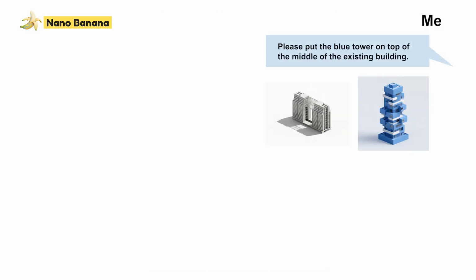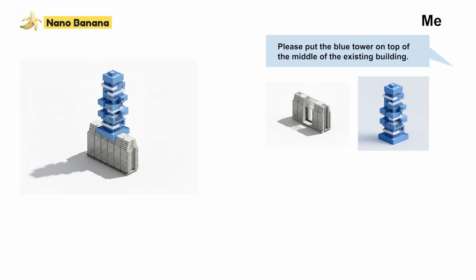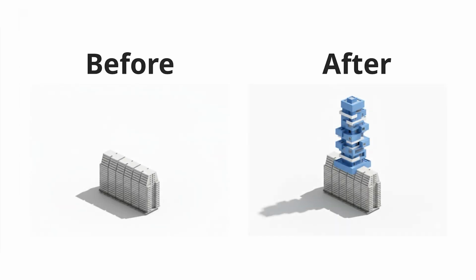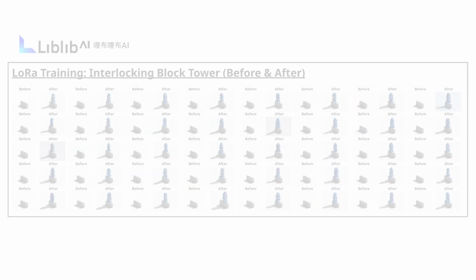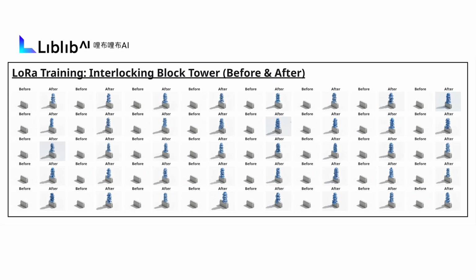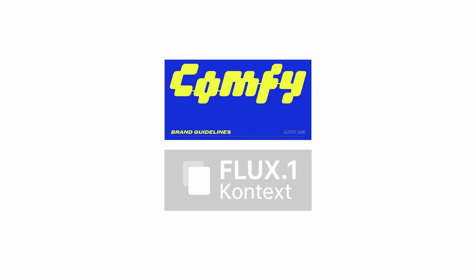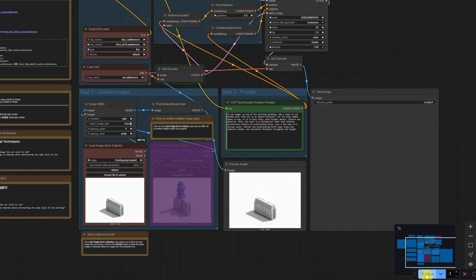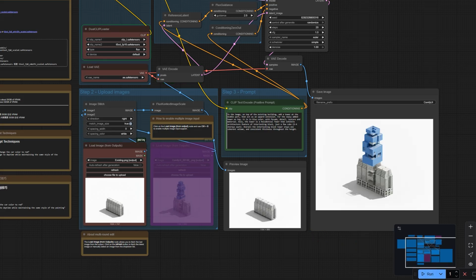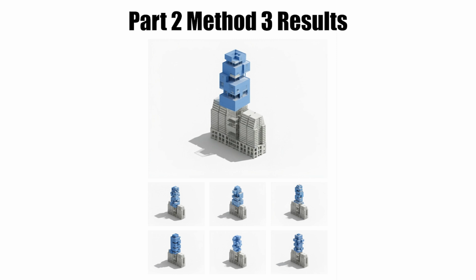For Method 3, first, I once again utilized Method 2 I just mentioned to generate a range of images. Then the images are made into a bunch of before and after data source to train an image editing LoRA in LibLib AI. This LoRA is then used in Comfy UI using Flux Context, an image editing model. I perform image editing to the Part 1 result to add a blue tower on top of it. This method gives the best result among all, as it not only gives much higher control, but also has a seamless connecting junction between the bottom building and the top tower.